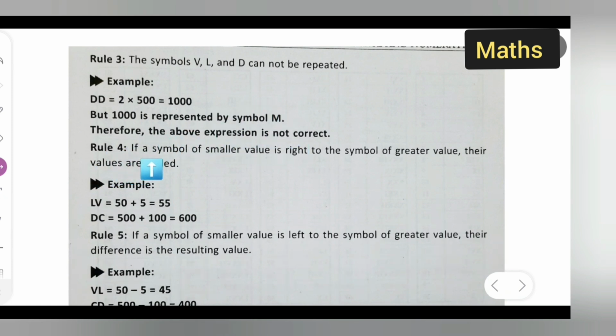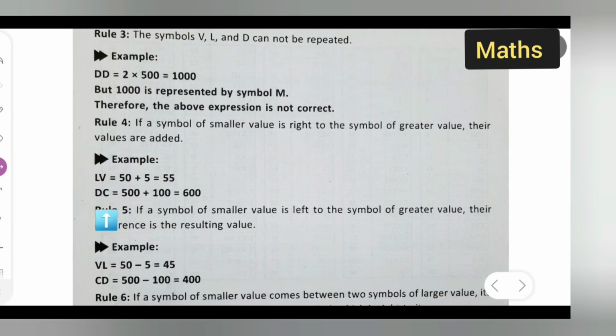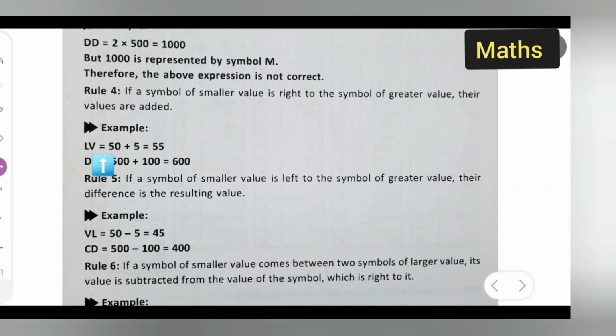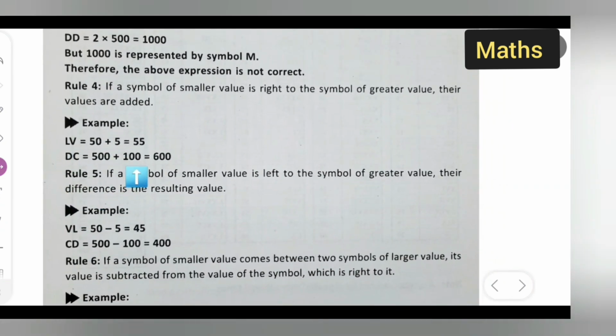So rule 4, if a symbol of a smaller value is to the right of the symbol of greater value, their values are added. So these are the examples which are given to you all. LV, 50 plus 5, 55. DC, 500 plus 100 is equal to 600.